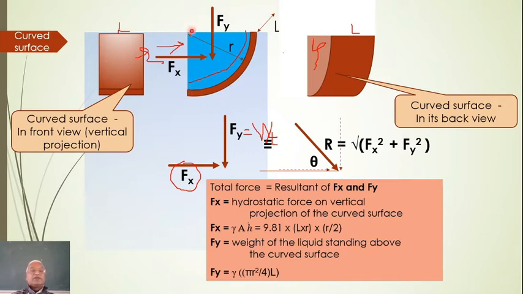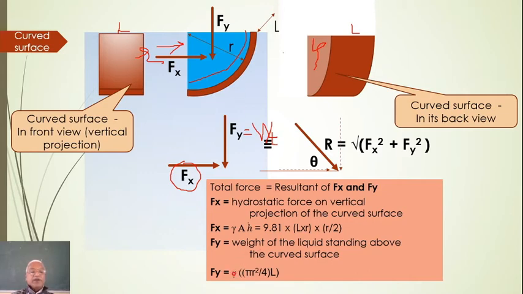That's how it is. Fy will be the weight of the liquid standing above the curved surface. So how do you calculate this? Weight will always be calculated as specific weight multiplied by the volume. Volume is calculated as the area multiplied by the depth.